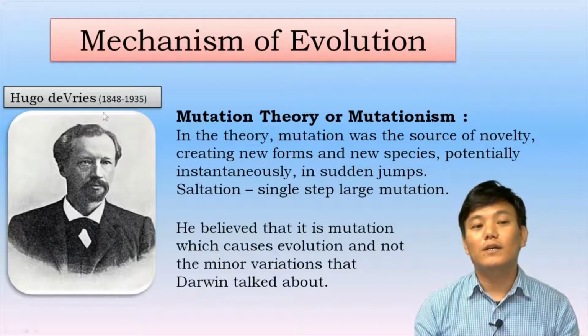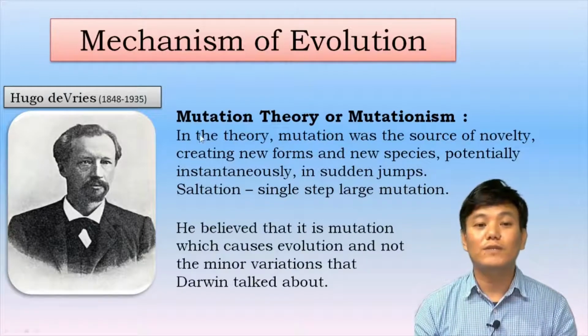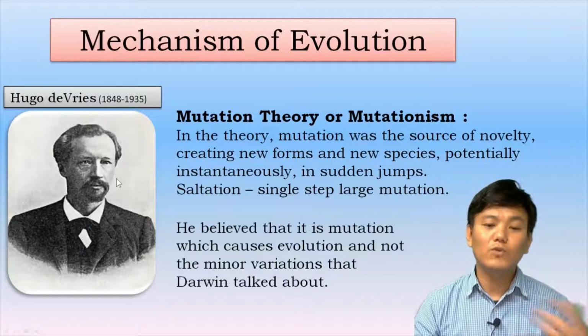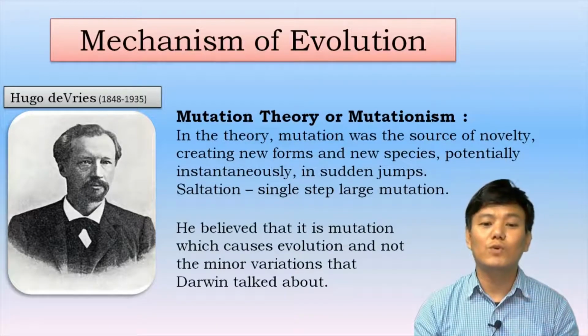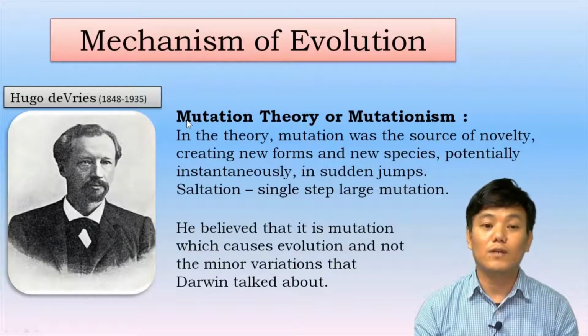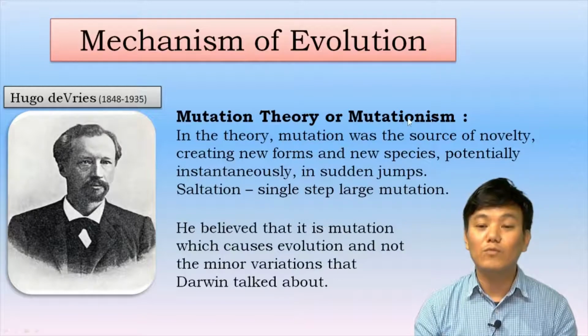And later on, Hugo de Vries said that the evolution process is caused due to mutation, right? And therefore his theory is called mutation theory or mutationism.